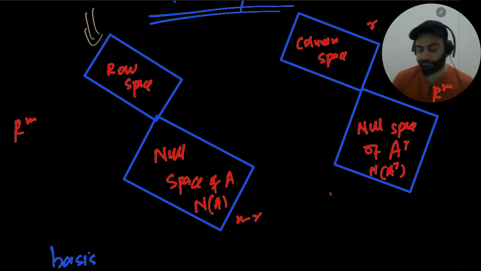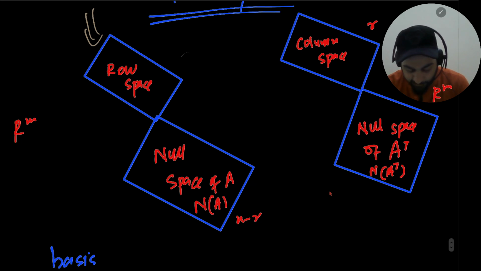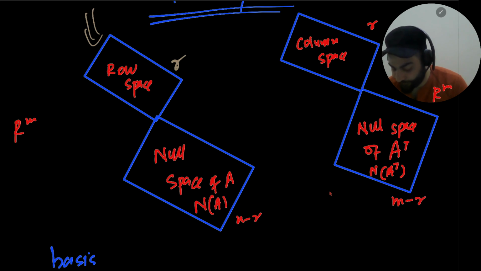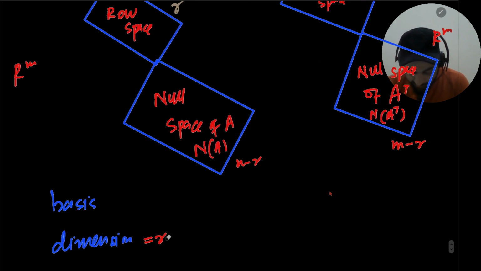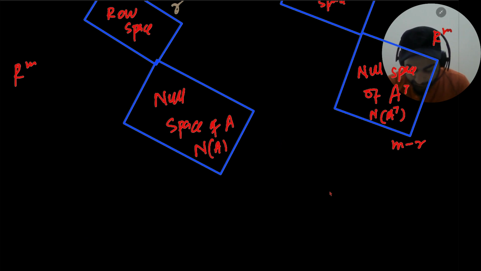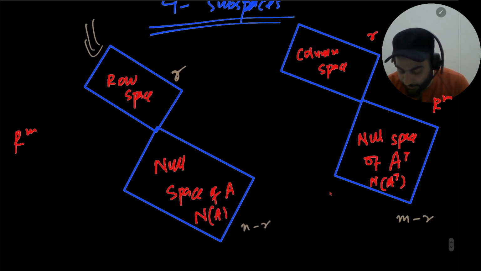If you again see this row, the row space will have the dimension of R. It will have the dimension of R because for rows you have to take the linear combination. So here it will be m minus R. This is the dimension. I'll write dimension with, let's suppose, some yellow symbol. So this is R, n minus R, n minus R, and this is m minus R, and this is again R.